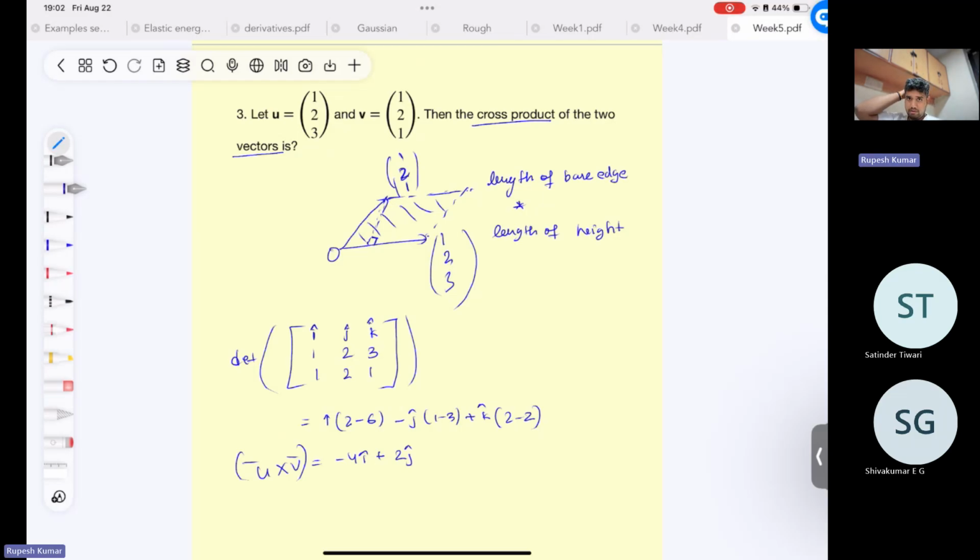Fine, everyone, do you have any doubts in this problem? I hope this is a pretty simple problem, just for introducing the concept for 3D.